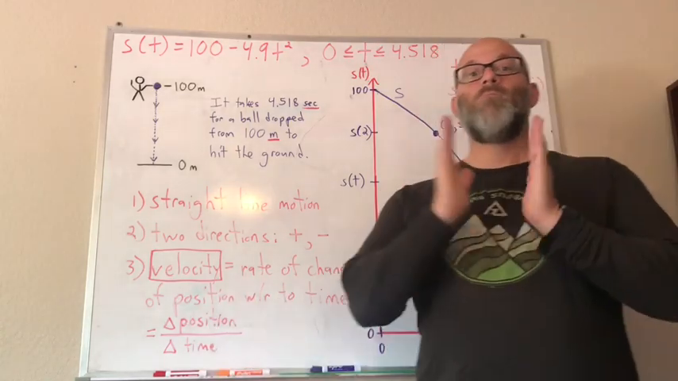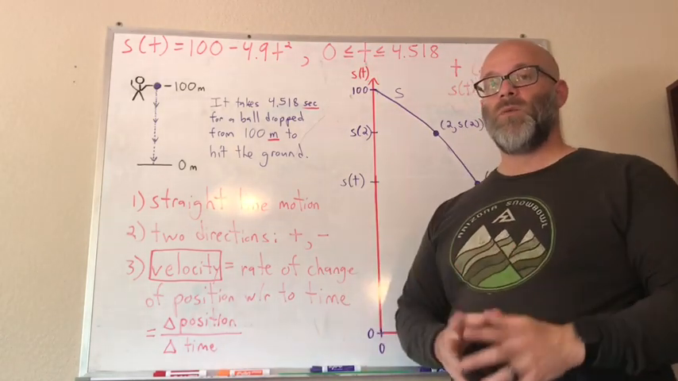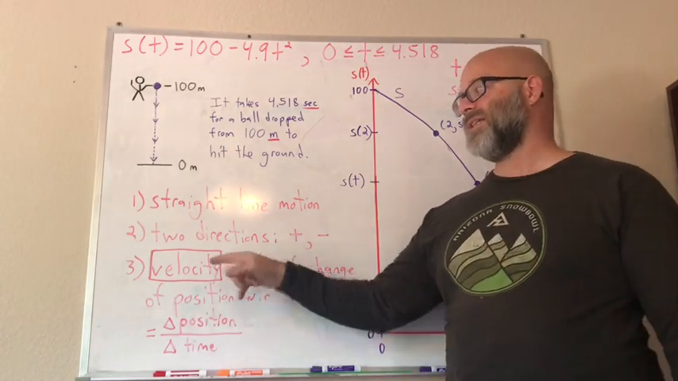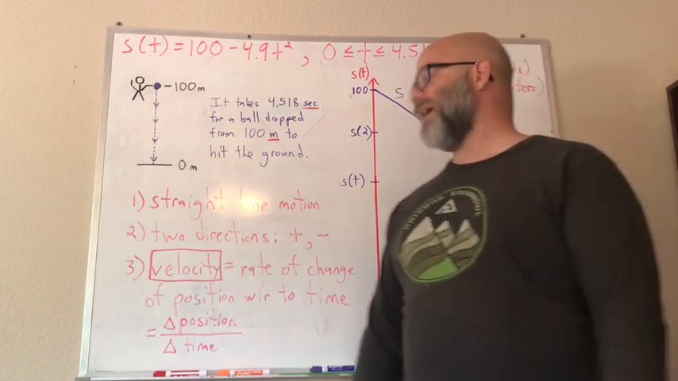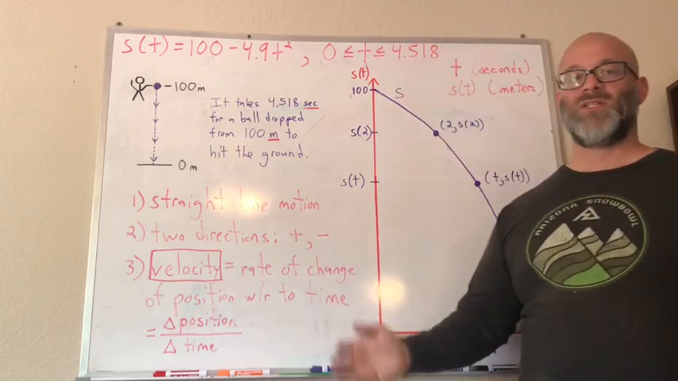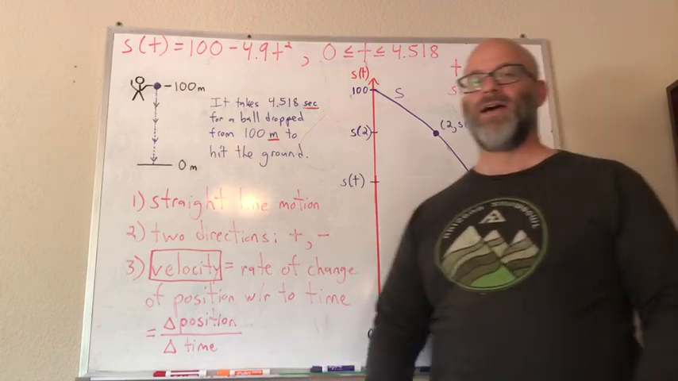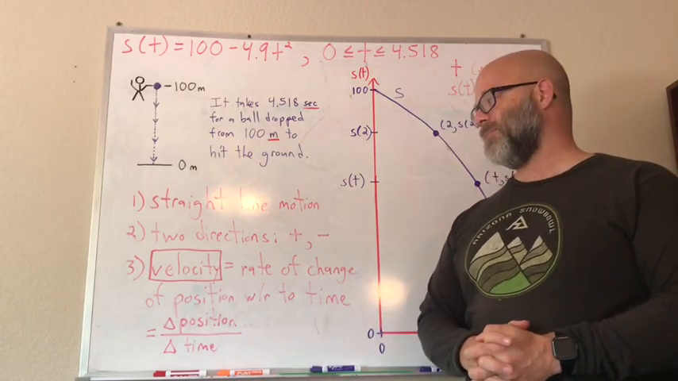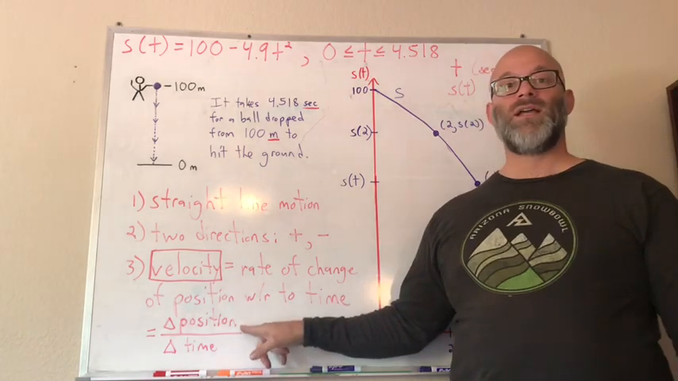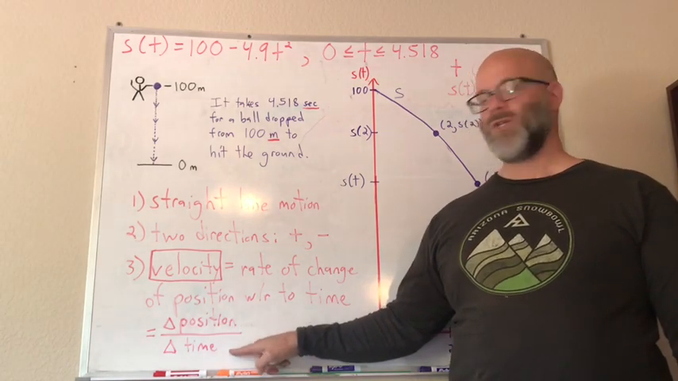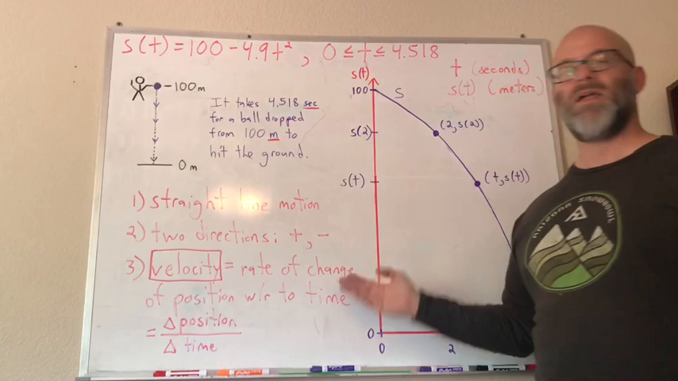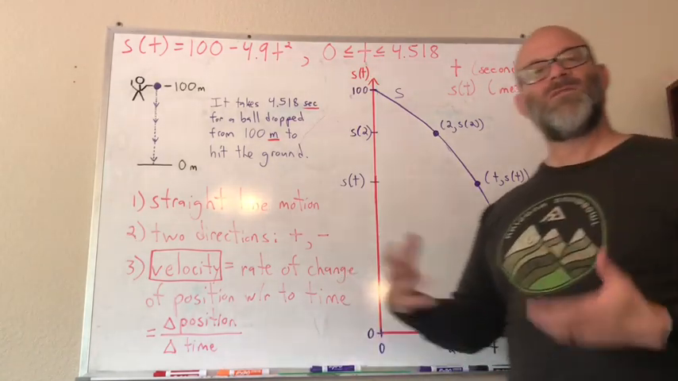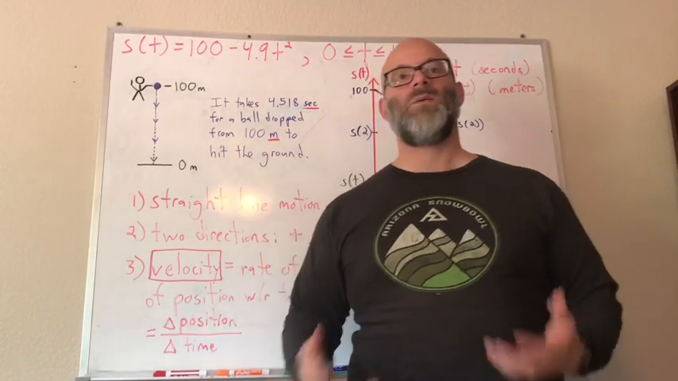Last thing, most important thing for what we're doing in 1.4 and into 2.1 is this idea of velocity. Velocity is the rate of change of position with respect to time. Go ahead and say it out loud. Velocity is the rate of change of position with respect to time. It's also known as the change in position over the change in time. That is what is meant by velocity. You understand velocity. Velocity is speed with direction.